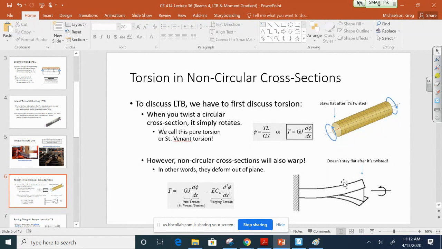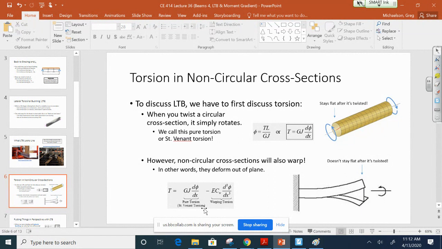And so what does warping mean? What warping means is that when you twist it, the section actually doesn't stay flat. If you were to draw the I-beam, the I shape on a sheet of paper, once it twists, the flanges actually go in and out of the sheet of paper. It doesn't stay flat after it's twisted. And the way that we handle that from a differential equations perspective is we say that it's the pure torsion minus the effect of warping torsion.